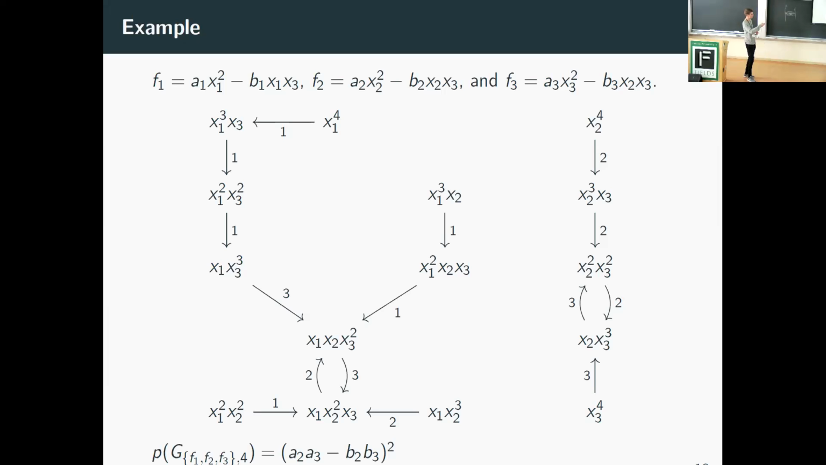So we see 2 directed cycles appearing here in this case. One here with a 2 labeled and a 3 labeled edge, and one over here with a 3 labeled and a 2 labeled edge, giving the following cycle polynomial for the graph. And this is the same binomial factor as we saw from before. And that is no coincidence.